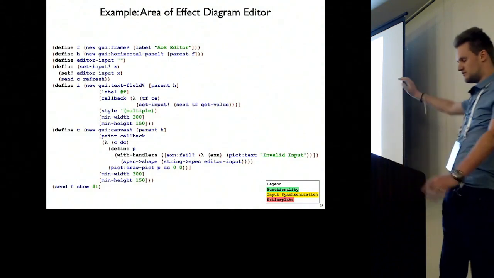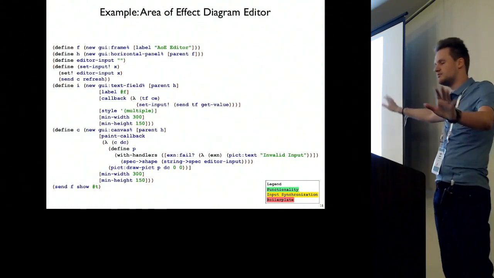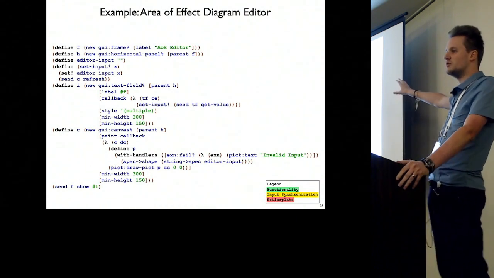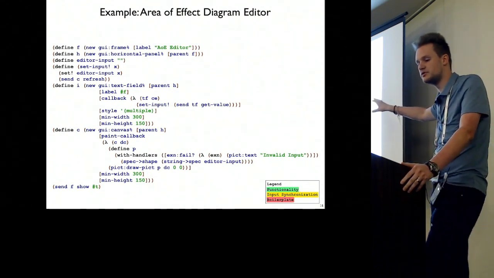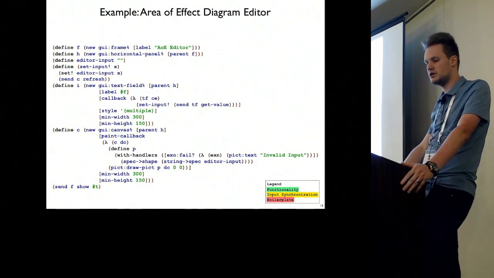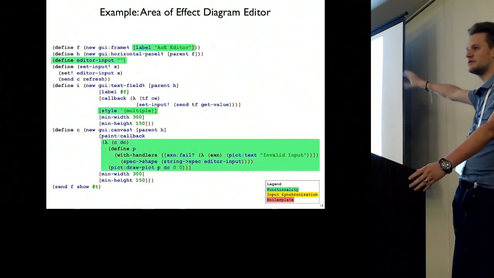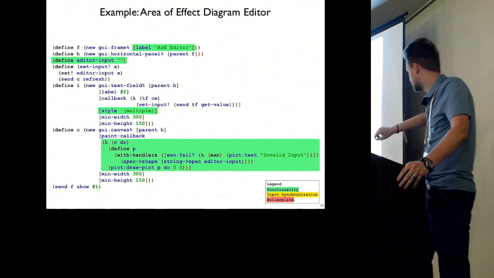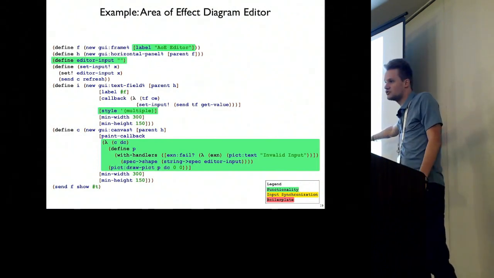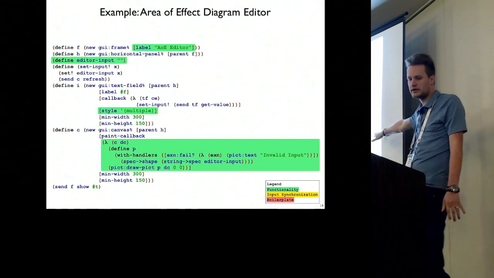This is very dense, so just bear with me. This is typical object-oriented Racket code for the kind of editor that we want to build. But I'm going to walk you through the key components. This is all of the main functionality of that application. This bottom bit down here is drawing the picture with a little bit of error handling.